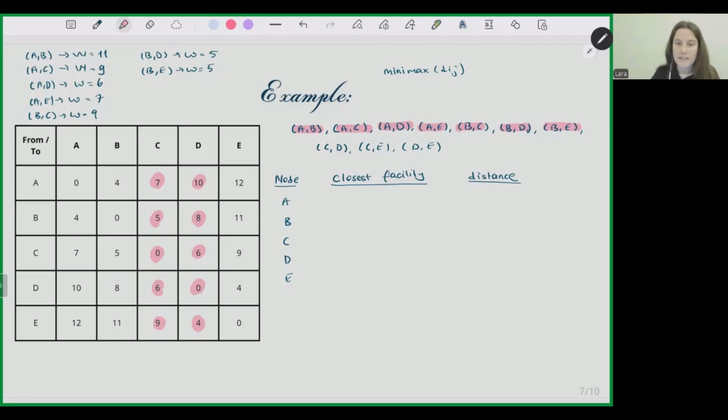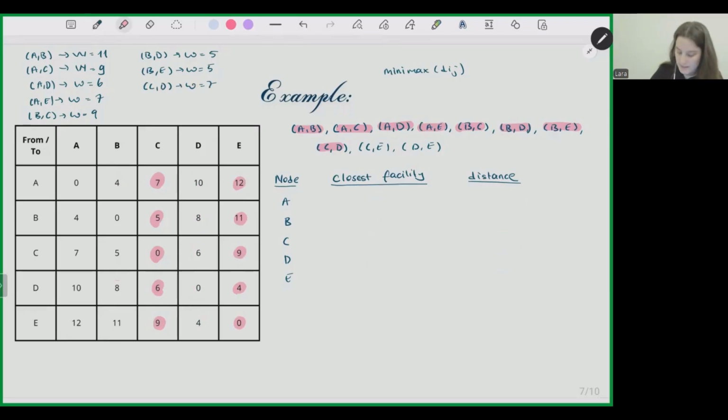So let's look at our next set. It's going to be C and D. So the closest between C and D to A is going to be C with 7 units of distance. To B, it's going to be C with 5 units of distance, and then C, it's going to be itself with 0 units of distance. For D, it's going to be again itself with 0 units of distance, and for E, it's going to be D with 4 units of distance. So the maximum service distance is going to be 7 here. So C and D, W is 7.